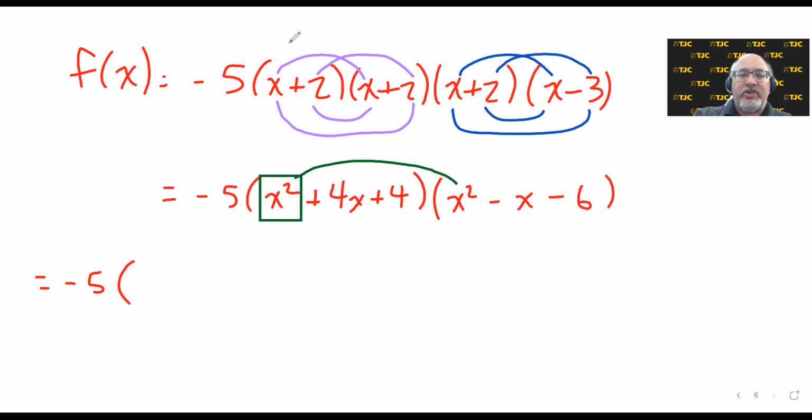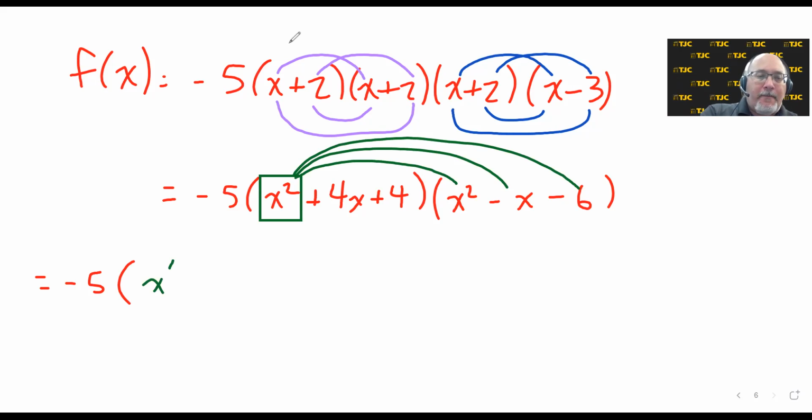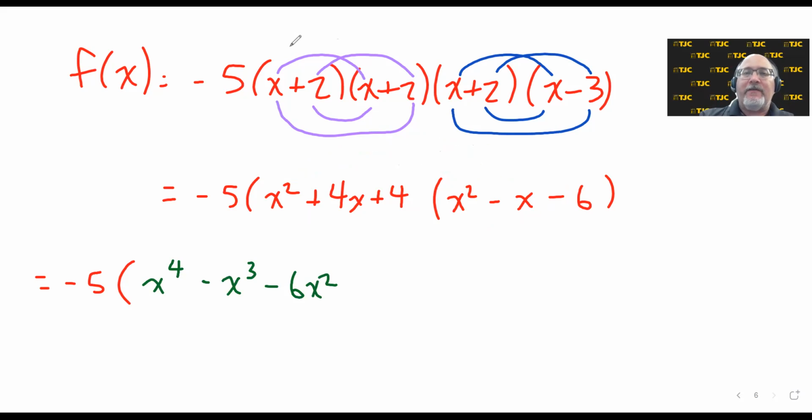So we're going to distribute x squared to all 3 of these, and I'll write down the results in green. X squared times x squared is x to the 4th. And let me put a box down here so I can move it. All right, x squared times x squared is x to the 4th. X squared times -x is -x cubed. And then x squared times -6 is -6x squared. All right, there are the results of distributing the first term from the first factor across the second factor.